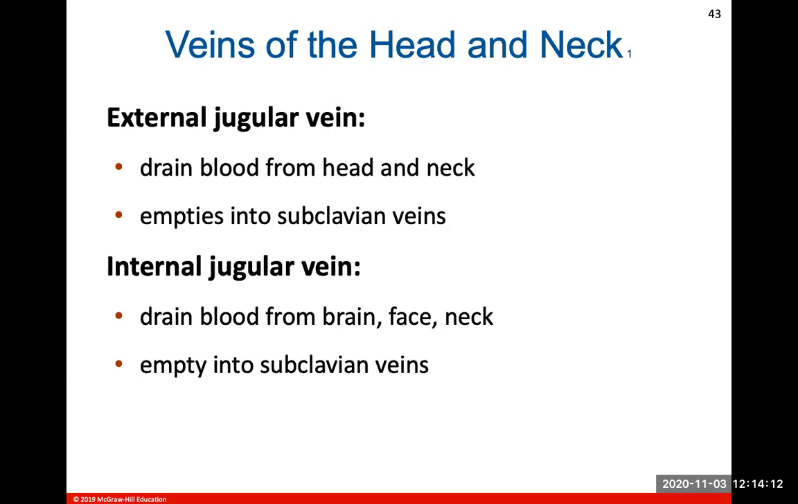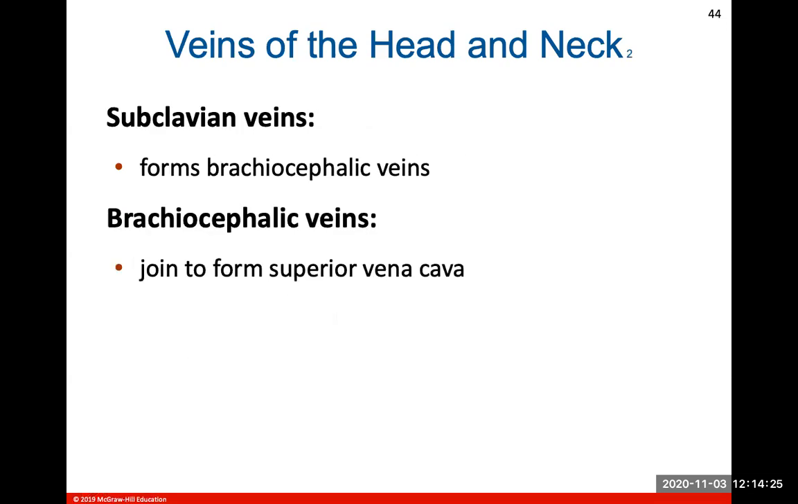Veins of the head and neck: you have an external and an internal jugular vein. They'll both empty into your subclavian veins, and they both drain blood from the head and neck, and the internal jugular will drain blood from the brain. The subclavian veins will form brachiocephalic veins.